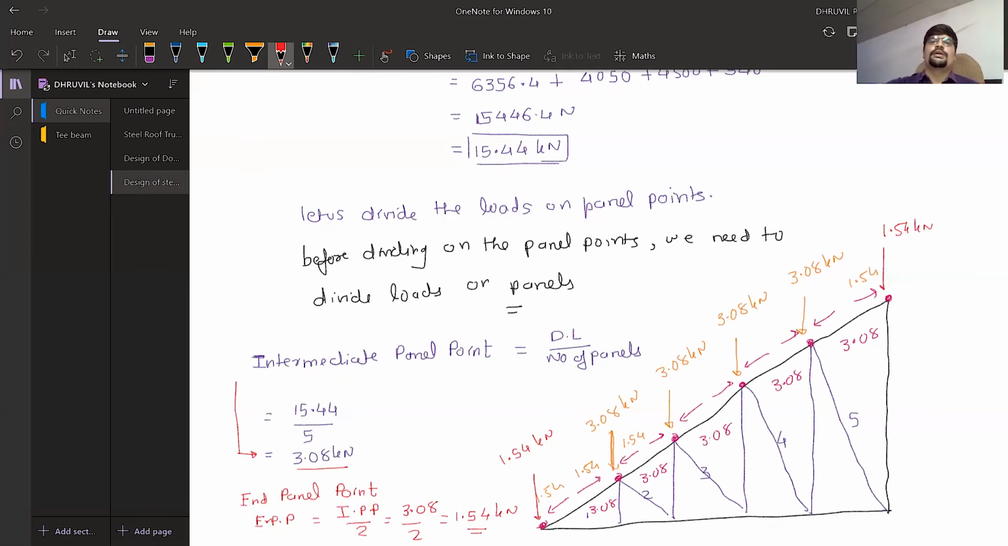So this was the dead load calculation. We found the load, totaled the load, and divided it to the panels and to the panel points also.